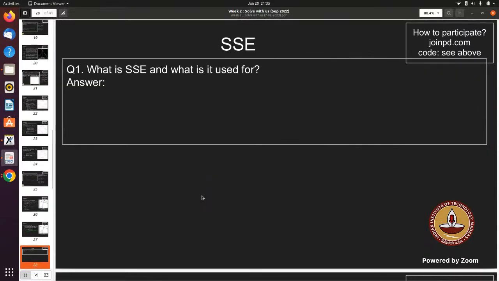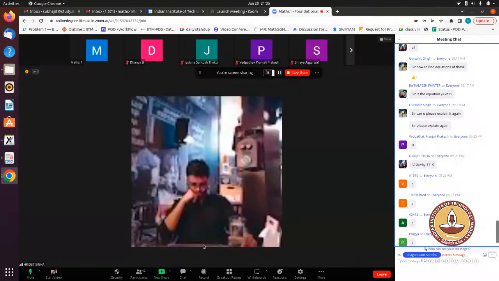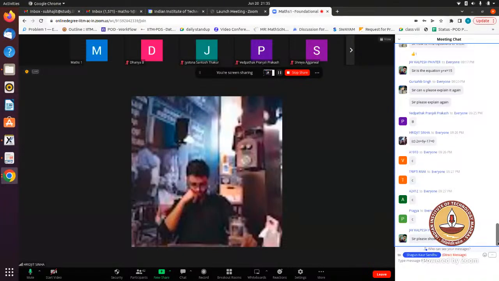Now we come to the last concept of this week 2, which is SSE, sum square error. Now, what does it do? What does sum square error mean? Can someone just tell me what sum square error does? Sir, sum squared error is the sum of squares of the deviations of the predicted linear model from the actual data set.